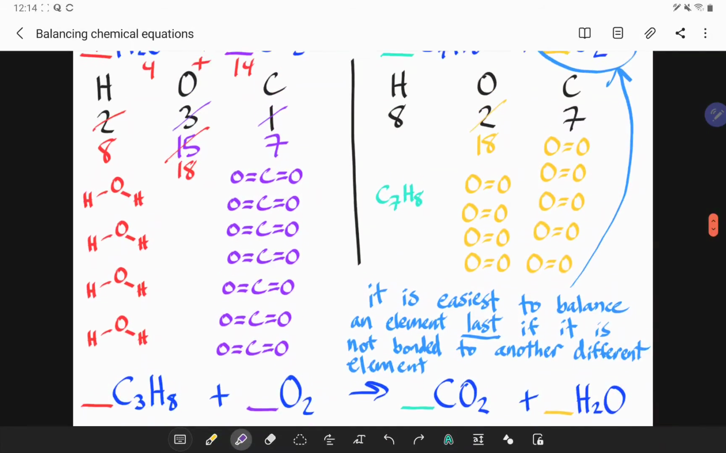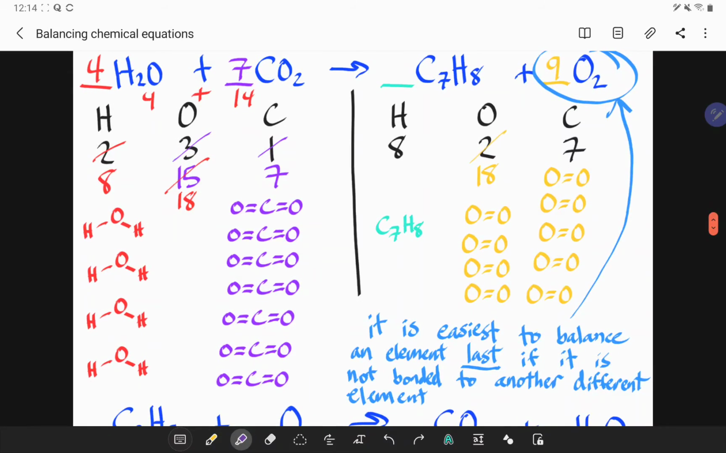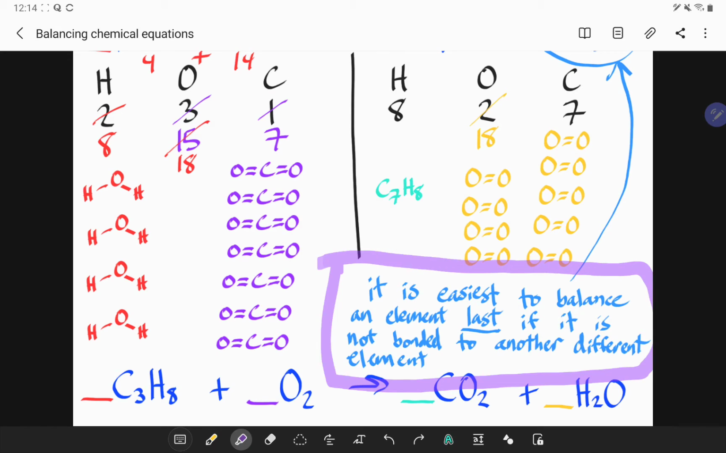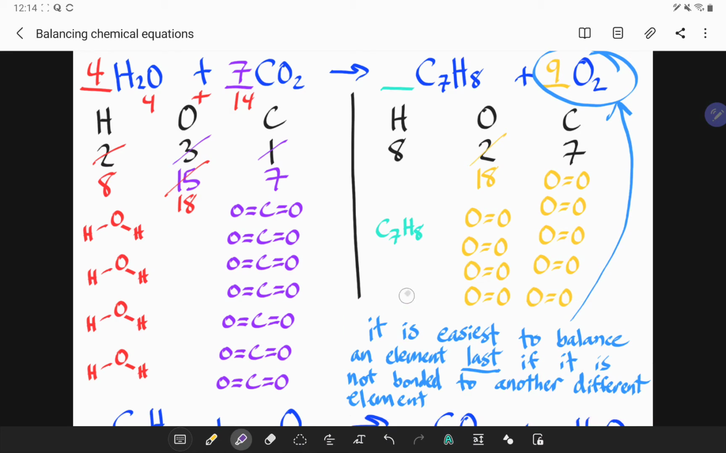All right, so now that we know what we're doing and we know which element to balance last, the entire point of that problem is I wanted us to see that it is easiest to balance an element last if it is not bonded to another different element. If you wanted to go back and reattempt that problem, you'll see that it's a lot harder. In fact, we won't even have learned the method yet to do a problem like this if we don't balance oxygen last. So if you see an element by itself not bonded to another different element, balance that one last.